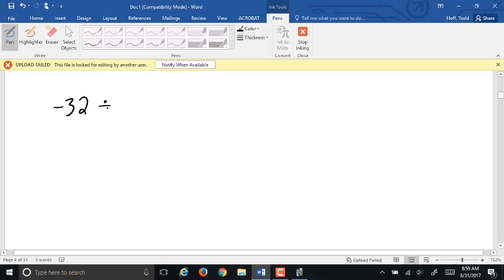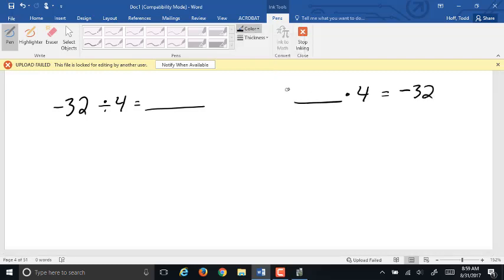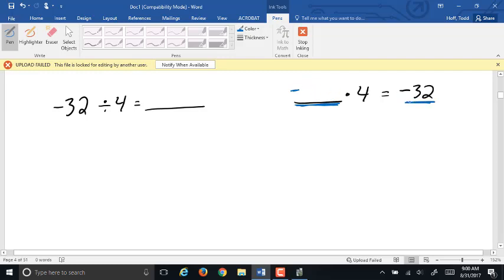We have a negative 32 divided by 4. What it's asking us is what number times 4 is a negative 32? Well, first thing I'm going to do is look at my sign. Does this number need to be positive or negative? It has to be negative because this result here is a negative 32. If the 4 is positive, to multiply and get a negative result, I have to have one positive and one negative. So the 4 is already positive. This number has to be negative. What number times 4 is 32? 8. So it's a negative 8. So negative 32 divided by 4 is a negative 8.